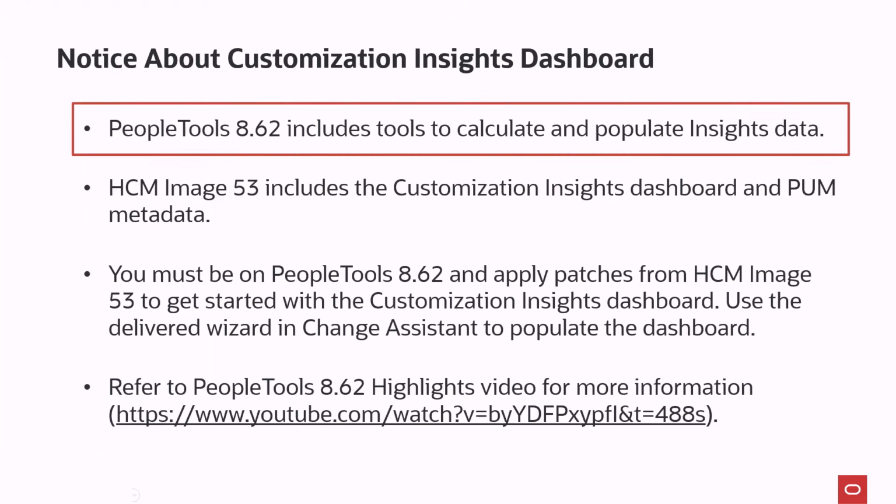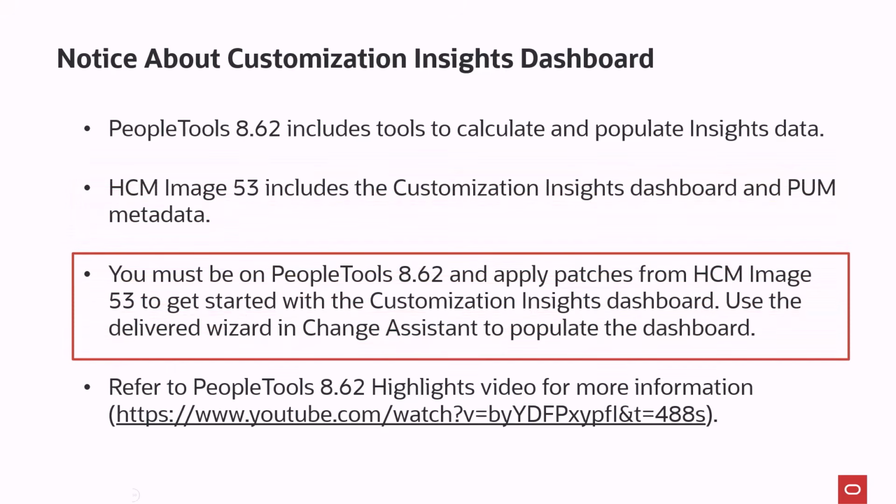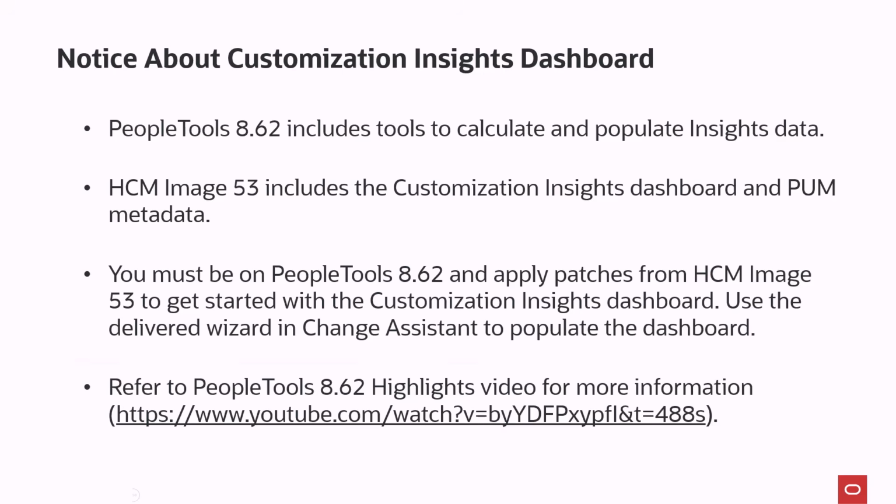PeopleTools 862 includes the tools to calculate and populate the insights data. HCM Image 53 includes the Customization Insights dashboard as well as the enhanced PUM metadata that power the insights. To get started with Customization Insights, you must be on PeopleTools 862 and apply the patches from this HCM image to your target environments. Then you can use the Delivered wizard in Change Assistant to populate your customization insights. Refer to the PeopleTools 862 highlights video for more information. This completes our demonstration of the Customization Insights feature.